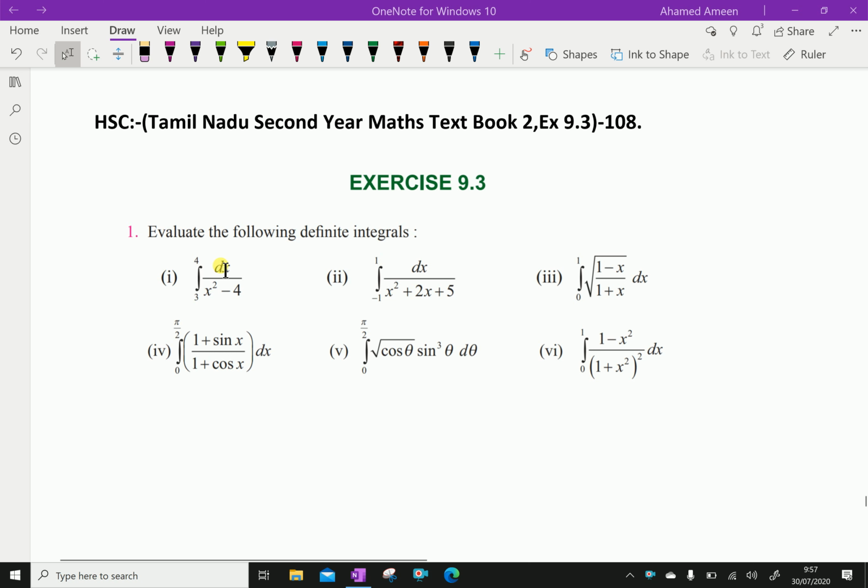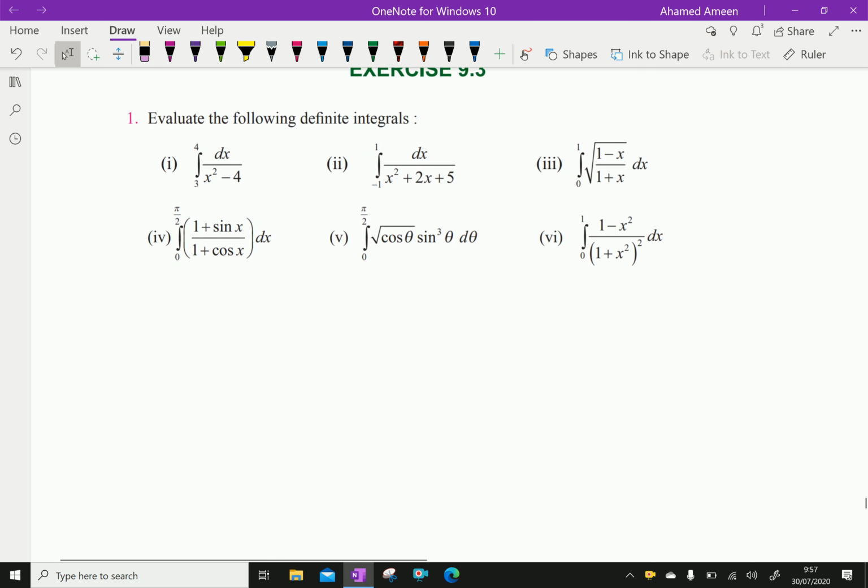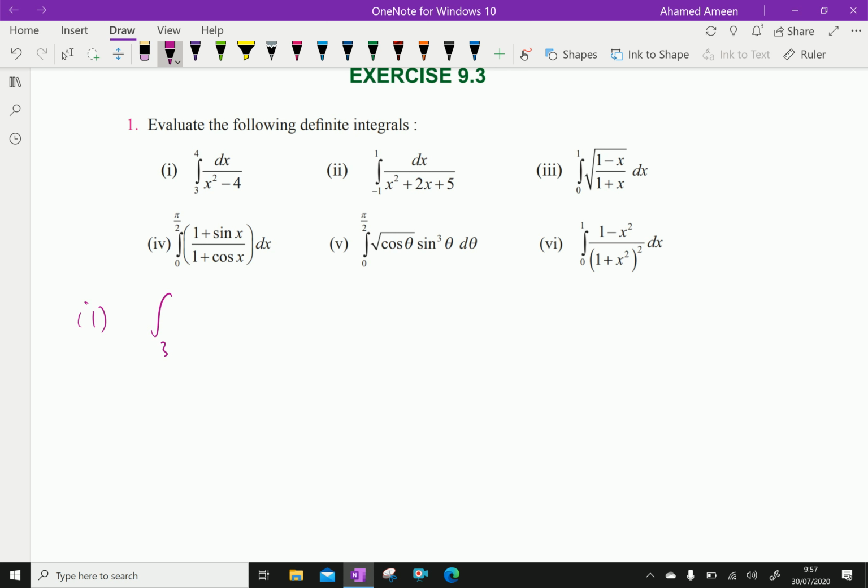Evaluate the following definite integrals. First one, integral from 3 to 4 of dx over x squared minus 4. First question, integral 3 to 4 dx over x squared minus 4 can be written as integral 3 to 4 dx over x squared minus 2 squared.